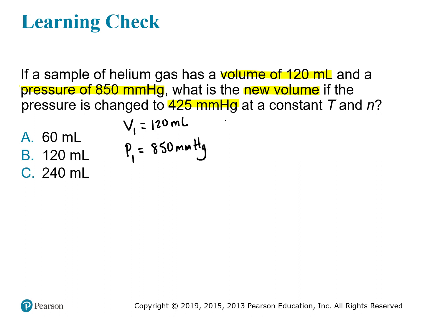What is the new volume? Well, the new volume is V2. We don't know what it is. If the pressure is changed to P2, 425 millimeters of mercury. When all you have is pressure and volume, that means Boyle's law.